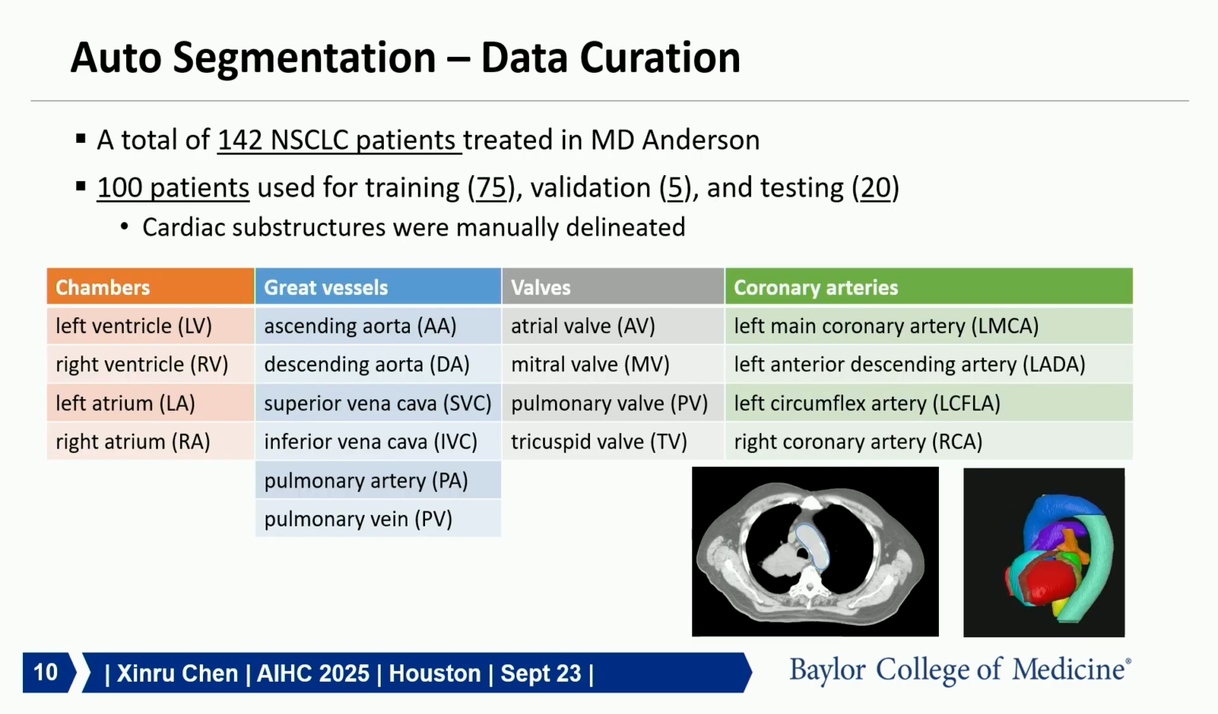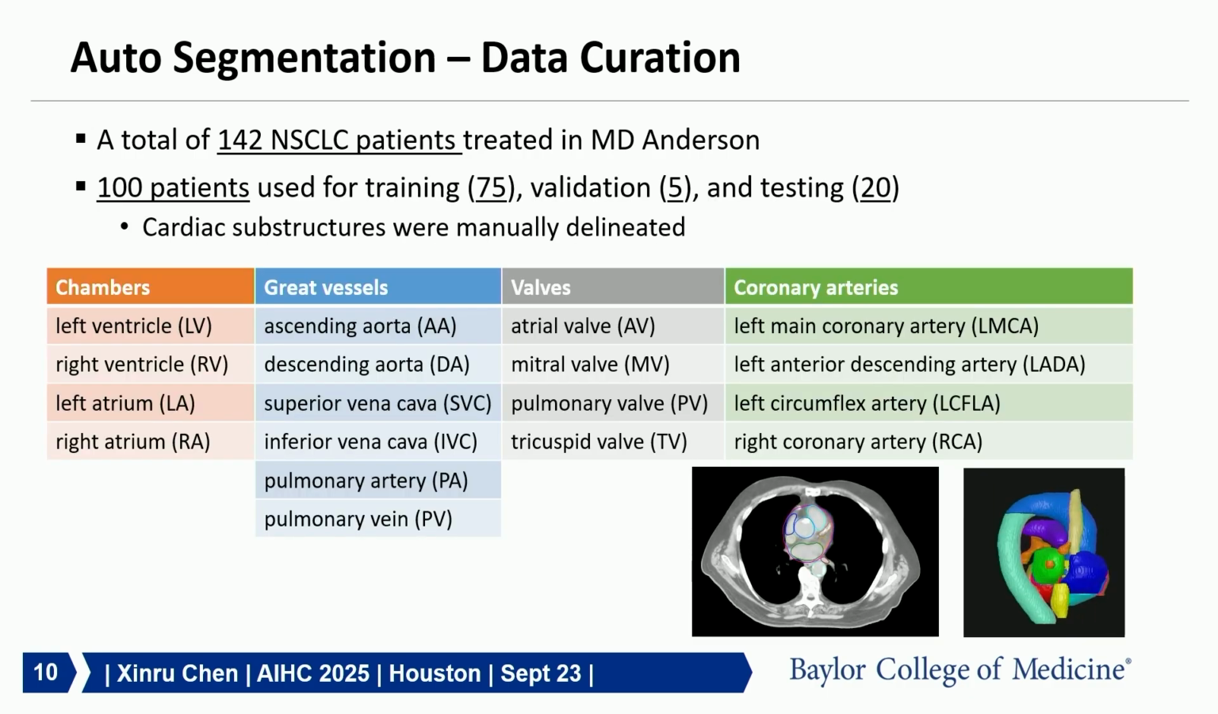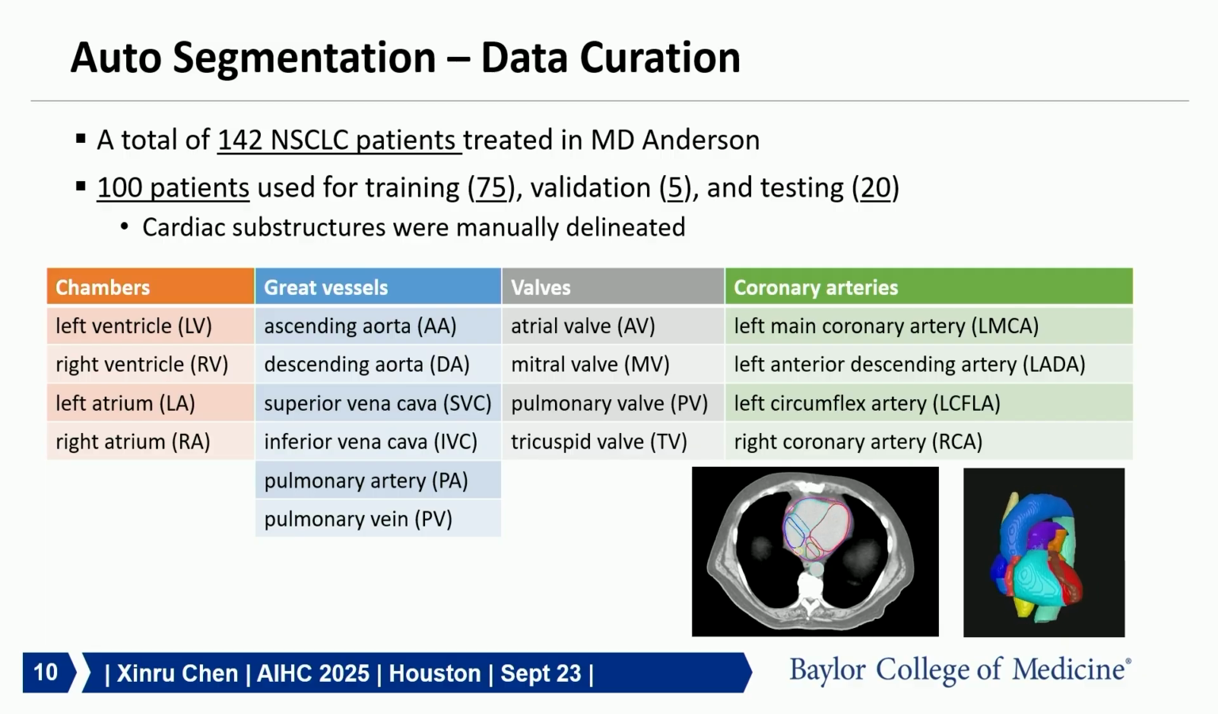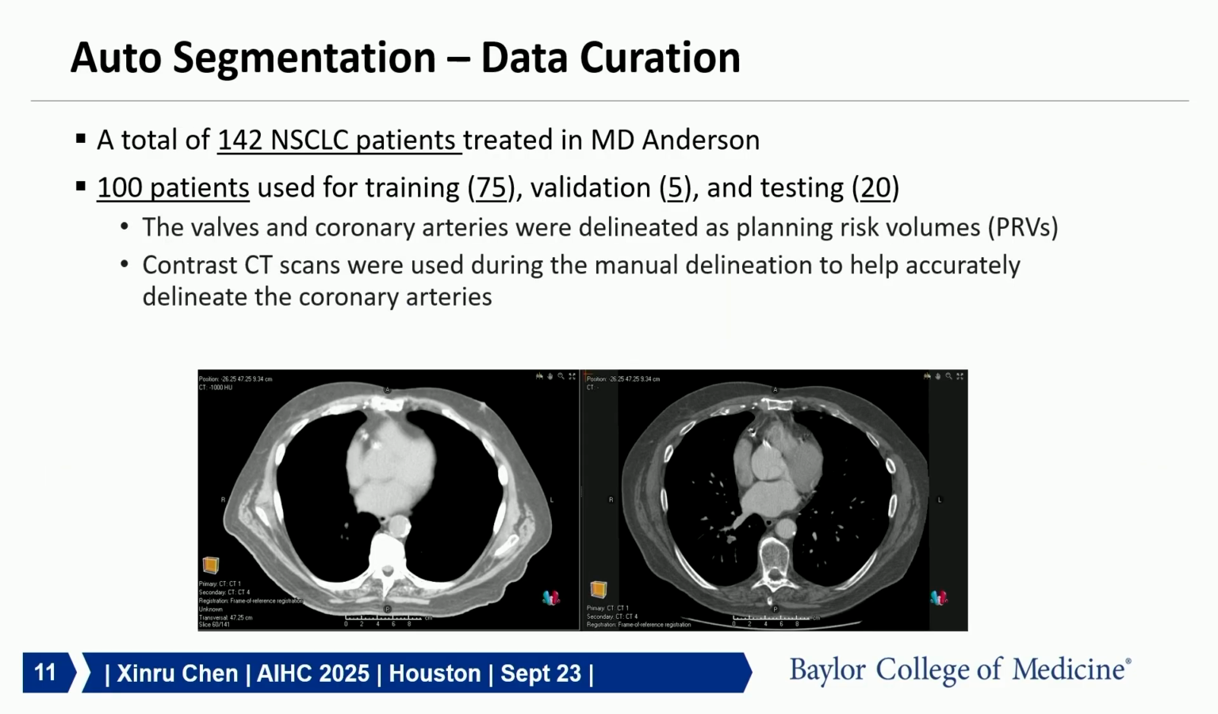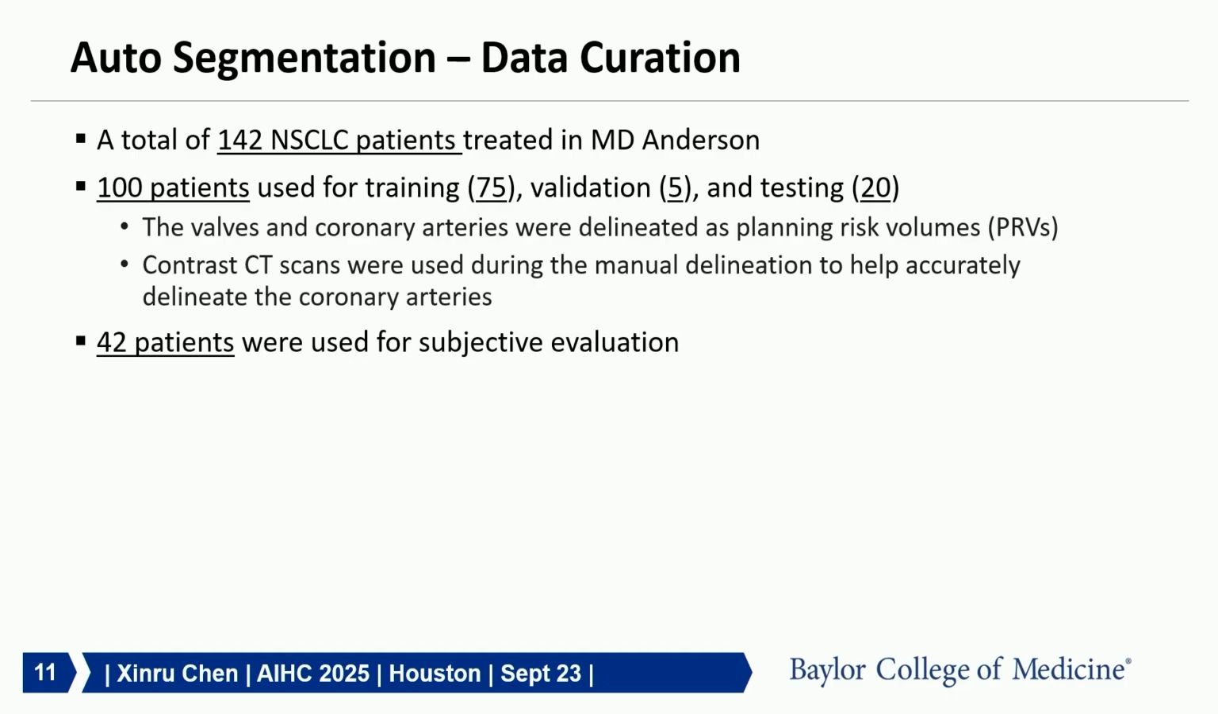So for the first part, the auto-segmentation, we curated a total of 142 patients treated at MD Anderson. 100 patients were used for training, validation, and testing. We manually delineated a total of 19 cardiac substructures, including the whole heart, 4 chambers, 6 great vessels, 4 valves, and 4 coronary arteries. Here, contrast-enhanced CT scans were used to facilitate the manual delineation, but were not included in the training and testing. And we reserved the other 42 patients for subjective evaluation.